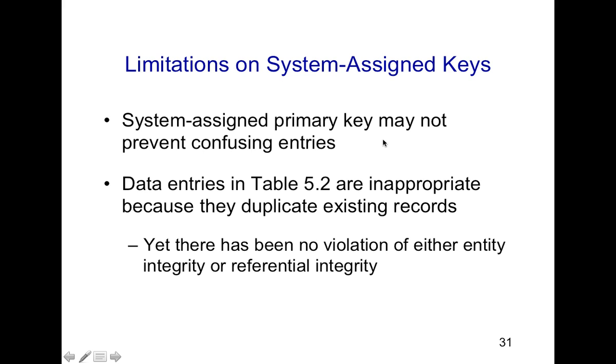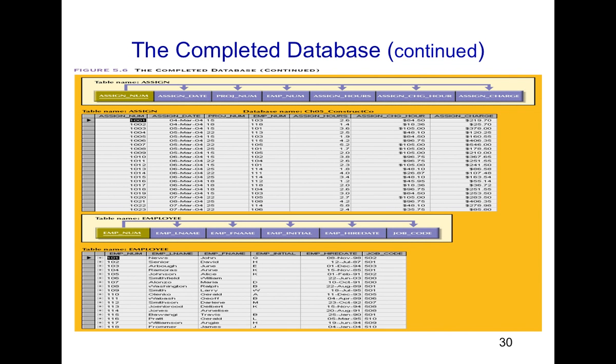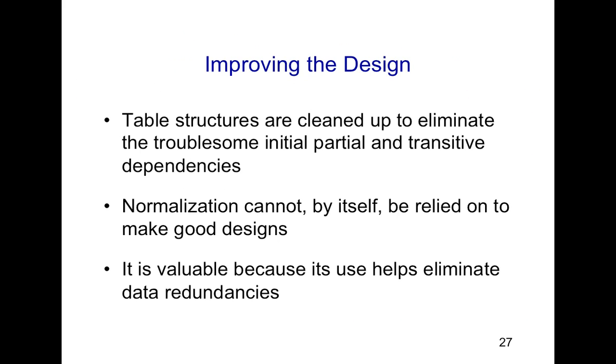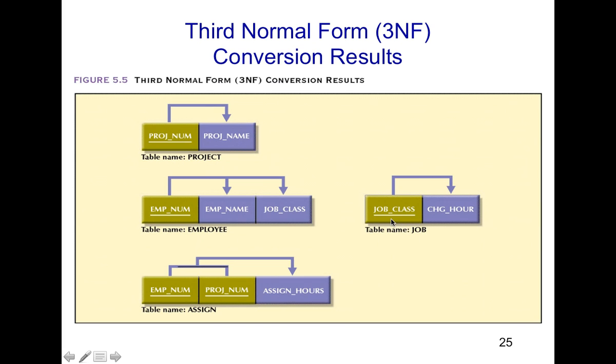The key may not prevent confusing entries either. The data entries in 5.2 are inappropriate because they may have duplicate existing records. There may also have been violations in either the entity integrity or the referential integrity. We could have two different job types or two different job names. If I go back to this, it's a little easier to look at. I could have programmer at $10 an hour, programmer at $20 an hour, and programmer at $50 an hour, unless I make this and enforce the referential integrity.